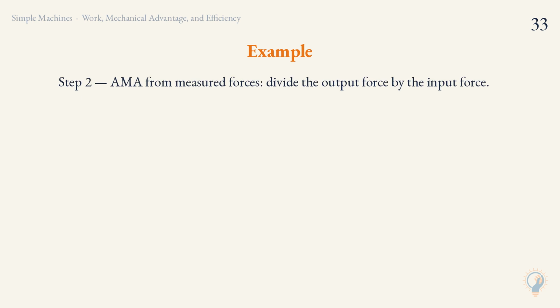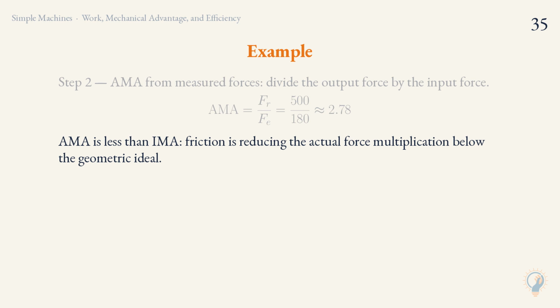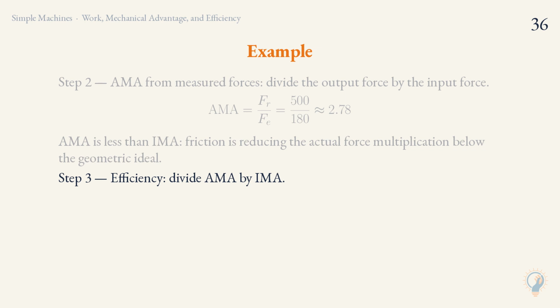Step 2. AMA from measured forces. Divide the output force by the input force. AMA equals 500 divided by 180, approximately 2.78. AMA is less than IMA. Friction is reducing the actual force multiplication below the geometric ideal. Step 3. Efficiency. Divide AMA by IMA. Efficiency equals 2.78 divided by 3.33, approximately 0.83 or 83%.